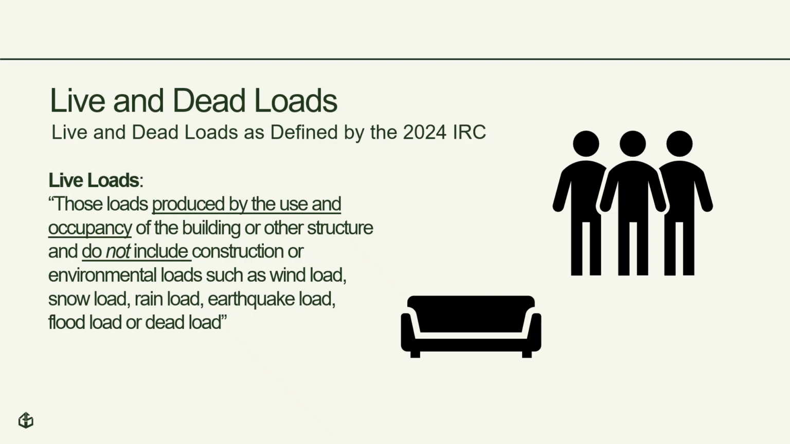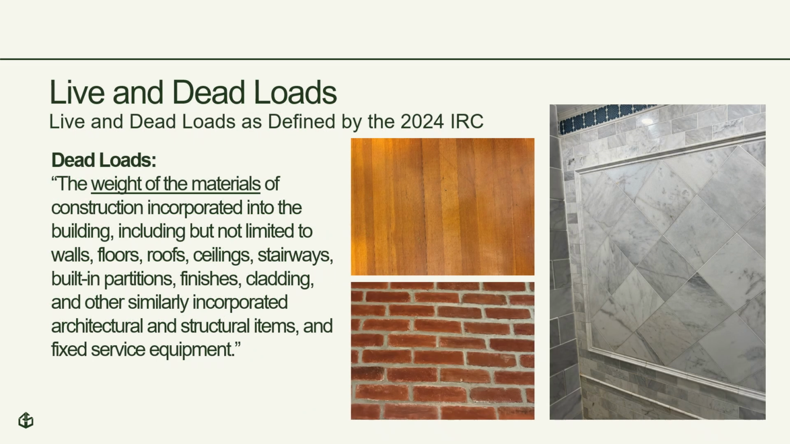Live loads are defined as those loads produced by the use and occupancy of the building or other structure, and do not include construction or environmental loads such as wind, snow, rain, earthquake, or flood loads, and also do not include dead loads. Whereas dead loads are loads from the weight of the materials of the construction incorporated into the building. Here are some examples. There's a lot of variety in how much materials weigh in construction, which is why it's important to know that the actual weight must be considered.